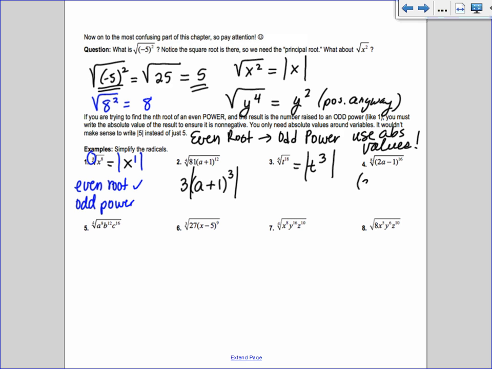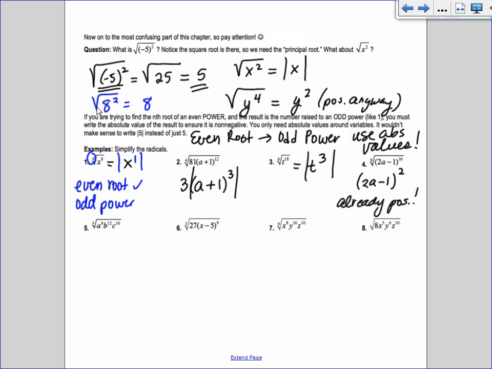All right, this one, 2a minus 1 to the 2. Absolute values? No. Why, Emerson? Because it was an even power. Right, you took an even root, but you ended up with something to an even power, which is already positive. Does that make sense? Like 2a minus 1, it doesn't matter what a is. A could be like -5. If I plug in -5, I'm going to get -11 squared, which is 121. It's positive anyway. Do you guys see what I'm saying? So it doesn't matter. In the end, you square it, so it's positive.